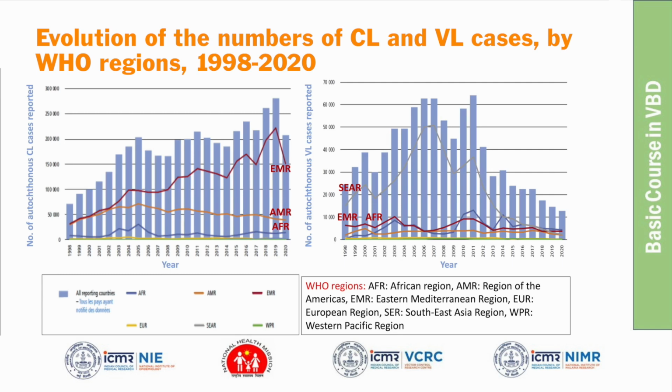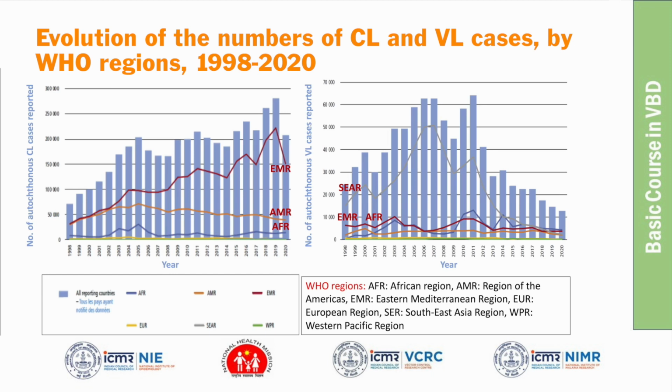Mostly in the Eastern Mediterranean region, cutaneous leishmaniasis cases are occurring. The second is the region of the Americas, and thirdly the African region. These three regions contribute the maximum of the cutaneous leishmaniasis cases.